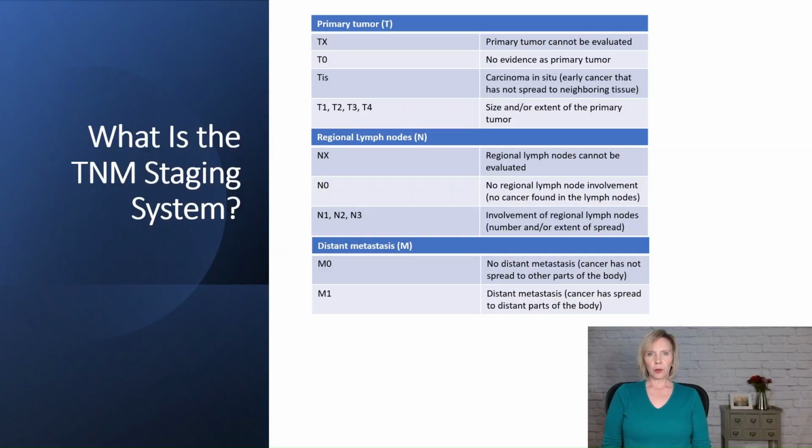The tumor nodes metastasis, or TNM staging system, is a standard system for describing the extent of a cancer's growth and is the most commonly used method for staging cancer. In this system, the letter T represents the primary tumor and provides information about its size and location at the time of the diagnosis. The letter N indicates whether the tumor has spread to nearby lymph nodes. Lastly, the letter M signifies metastasis to other parts of the body.